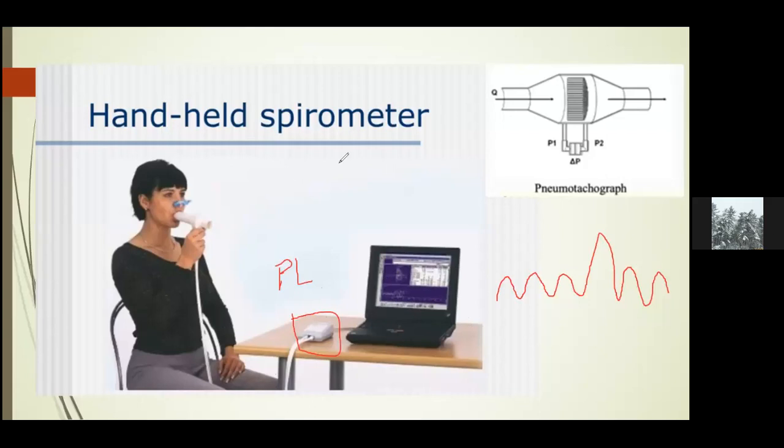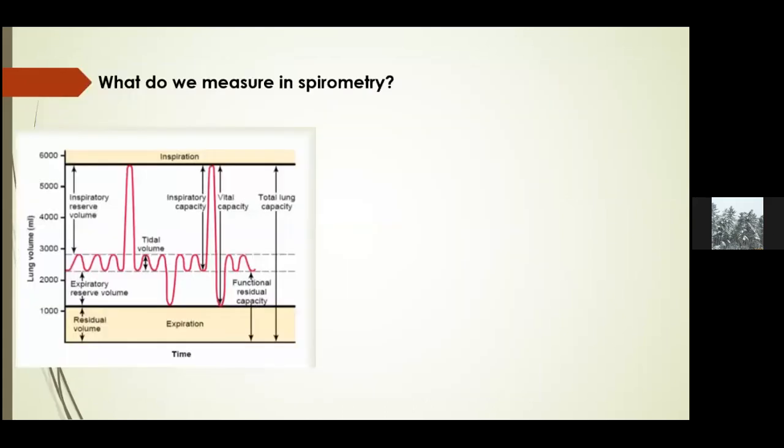So once you have the background information of how you capture the graphs, the next thing you need to understand are the lung volumes. You need to know each volume of air you breathe out, what does it represent? So now we go to the lung volumes.